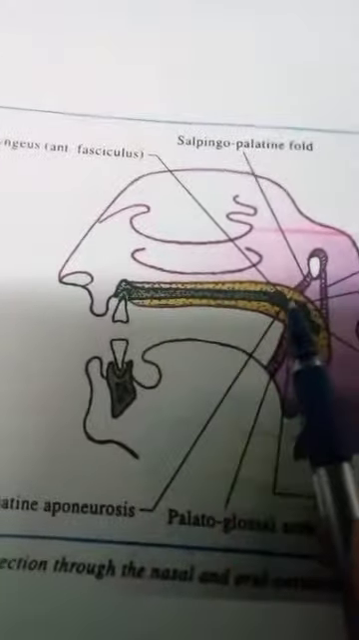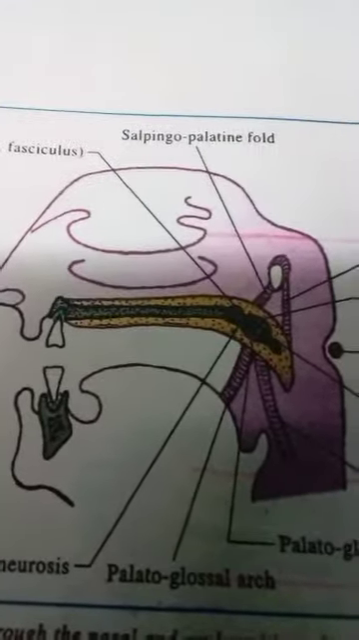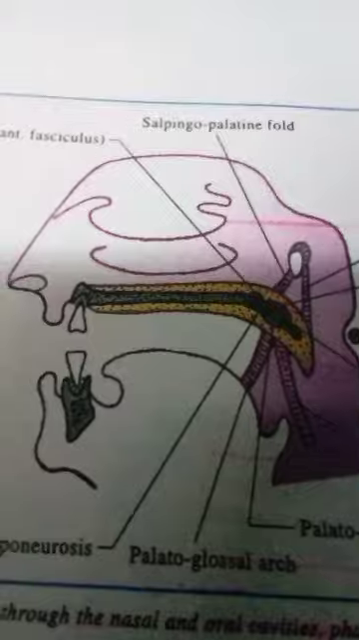Palate is a partition between the nasal cavity above and the oral cavity below. That is, between the floor of the nasal cavity and the roof of the oral cavity. So, this partition between these two cavities is the palate.